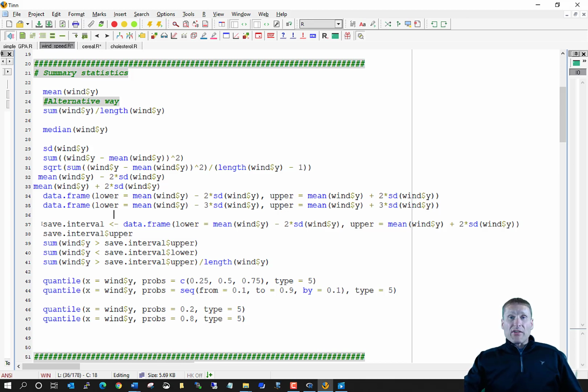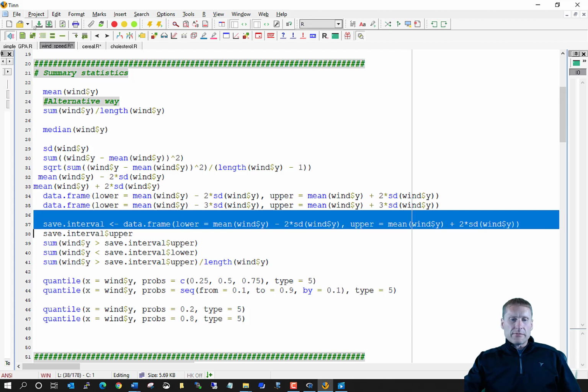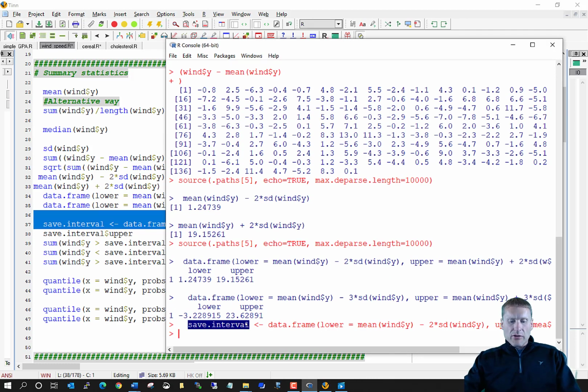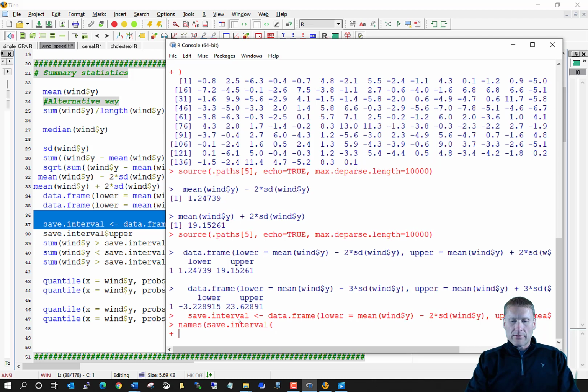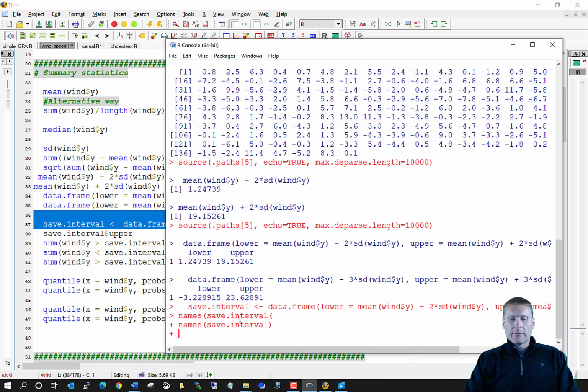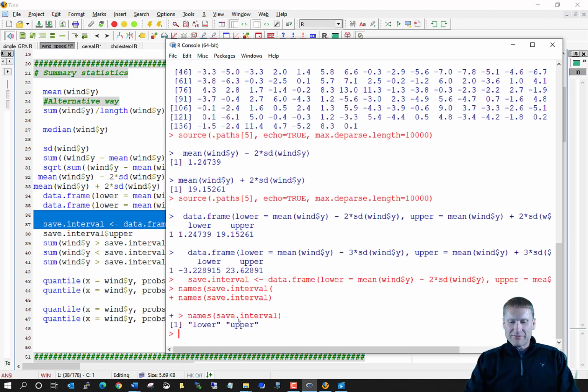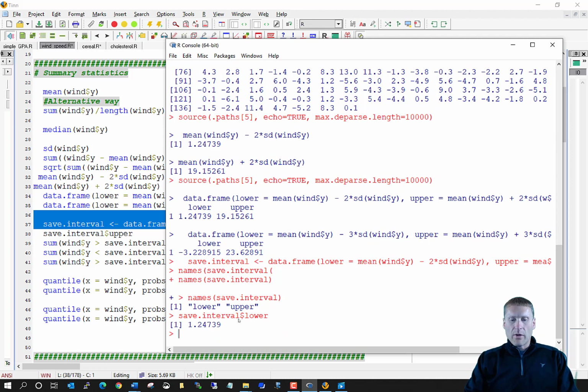Now, if I wanted to, I could have saved those results from that data frame into an object. Again, you can do that with any calculation that you do. So how about if I create an object called save.interval? It's going to get the results from the data frame. And if I want to, I can use names, save.interval. Oops, wrong way. Let's try that again. There we go. So we see the lower and upper values. And so I could then just pull out the lower value as well, and I get 1.24. Okay. So we are on page 12 of the notes.